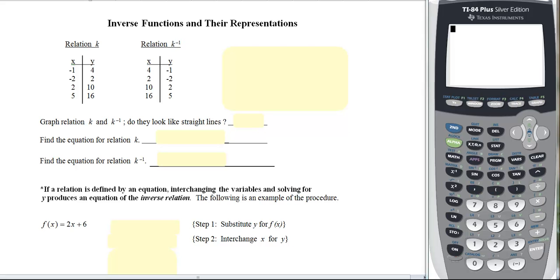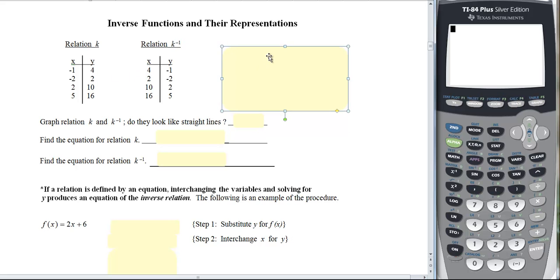Inverse functions and their representations. I have got relation K, notice my x values and my y values, and relation K inverse. Notice my x values and my y values. Now if you compare these two, hopefully you should see that what has happened from relation K to relation K inverse is that the x and y coordinate values were interchanged. And that's all that happened.